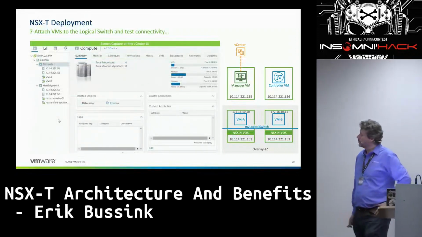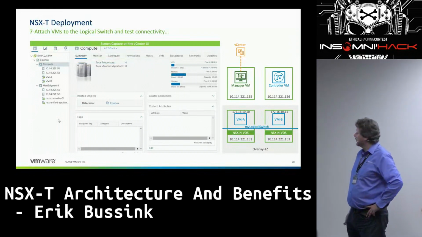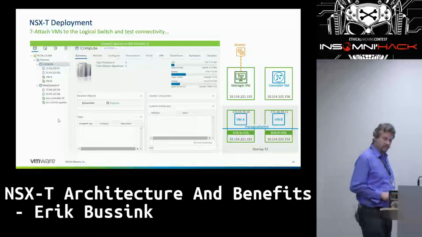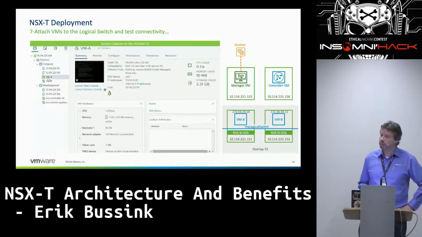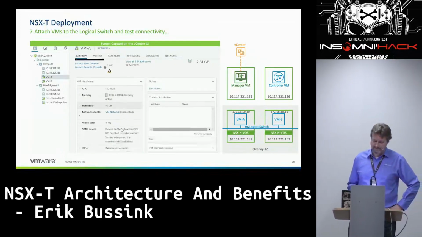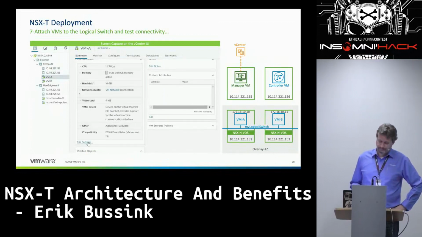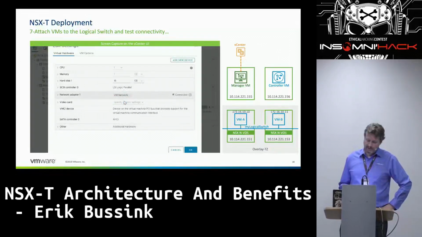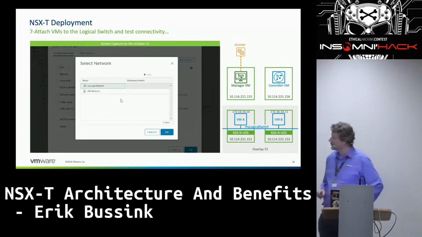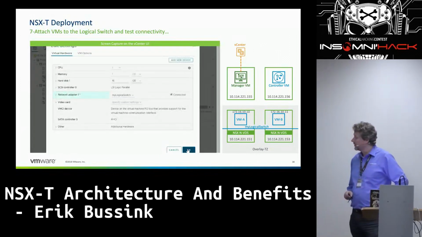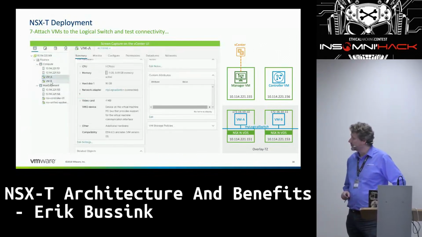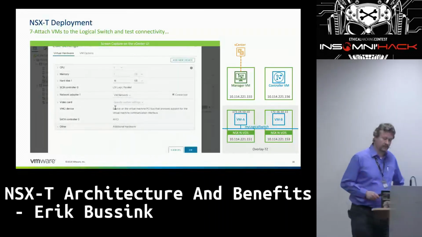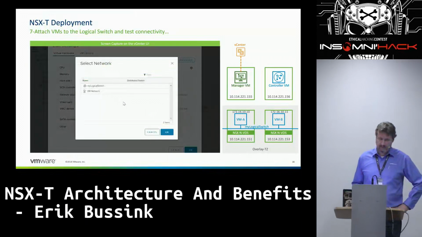In vCenter, when we look at our virtual machines A and B, we'll be able to map them now to the new logical switch we created. So take virtual machine A, we're going to click, browse, and we see that we've got our new logical switch in here, and we create the connection. So VM A is now connected to this logical switch, and we do the same with VM B.